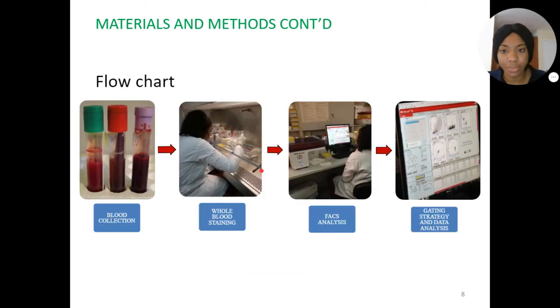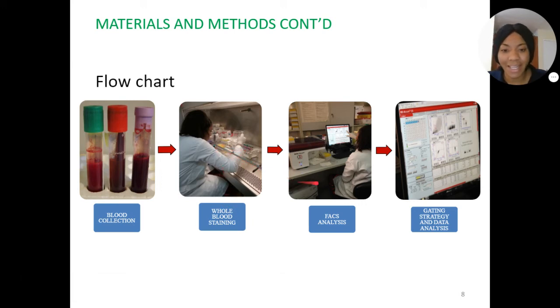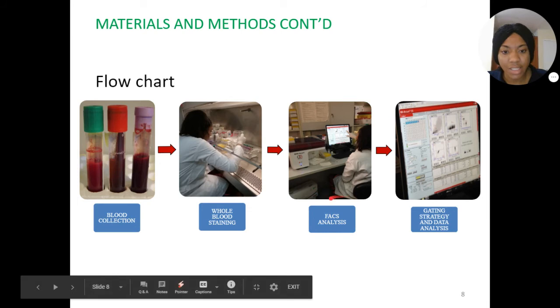compare the data groups. So this is a flowchart of the major processes for this particular project. So first of all, there was blood sample collection, there was whole blood staining. This is me doing the whole blood staining. Then there was FACS analysis.